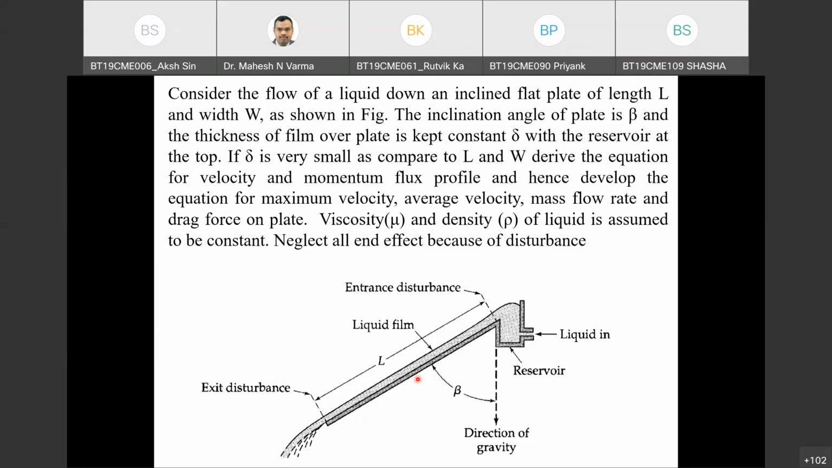Okay, this first problem is very, very important. So I'll go very slow in solving this first problem. But if you understood this first problem properly, you can solve any problem in shell balance, in heat transfer, mass transfer as well. Okay, then see you in the next class.